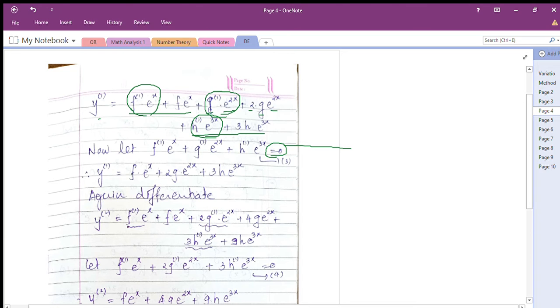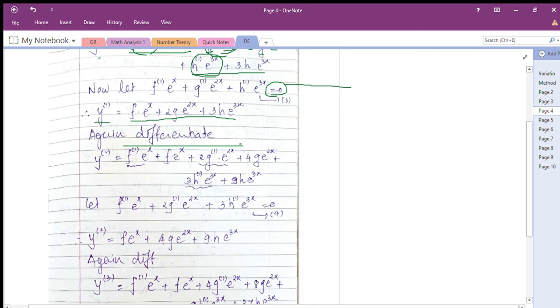Now after taking it to 0, the remaining terms are something like this. So y1 is something like this. Now again differentiate with respect to x. So the differentiation of f is f1 e raised to x as it is, now f as it is and the derivative of e raised to x is e raised to x. So again differentiate this term as well, you will get this term, and differentiate 3h e raised to 3x, you will get this term.